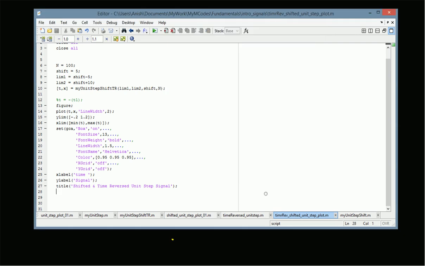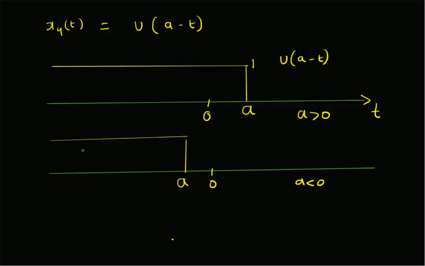Thus we have looked at 3 different transformations of the unit step signal: the shifted unit step signal, the time reversed version, and also a combination of the two.